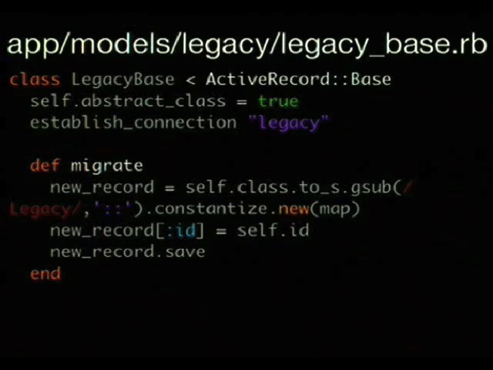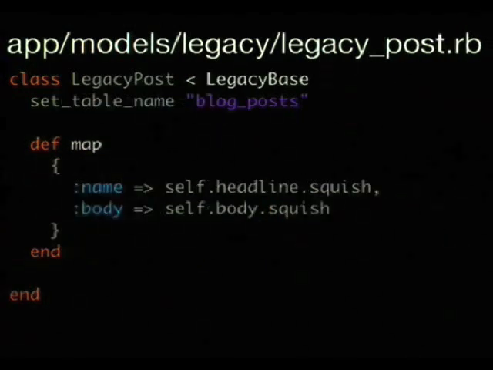So in a typical app, let's say we've got an app that's got blog posts, we've got some legacy blog posts that are stored somewhere. We would create a legacy post model, which is a subclass of legacy base. And the first thing we would do is set our table name to whatever our particular table name is in our old legacy database.